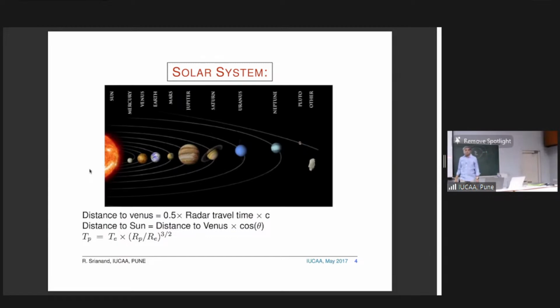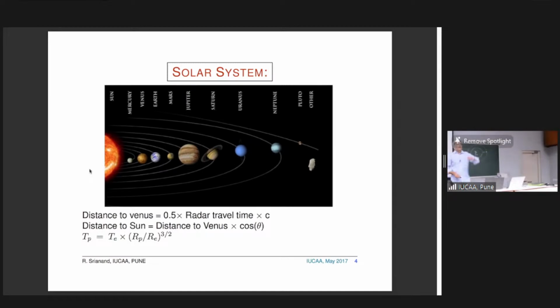The laser beam comes back, and you find the time taken between the sending of the pulse and the arrival of the pulse. Assuming that the propagation happens at the speed of light, and there is no delaying medium, so the refractive index can be ignored, you can measure the distance between Venus and Earth.